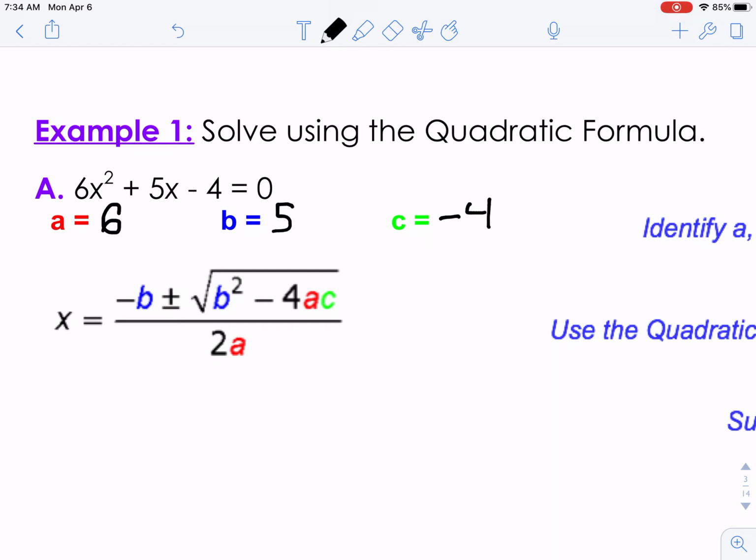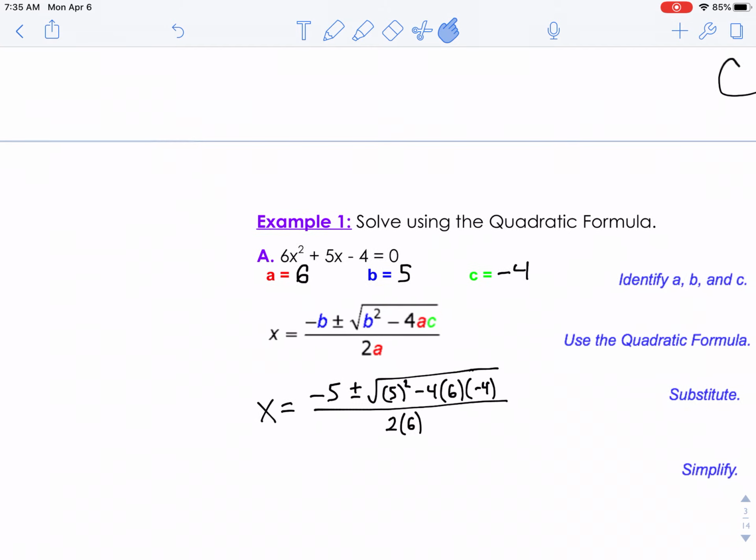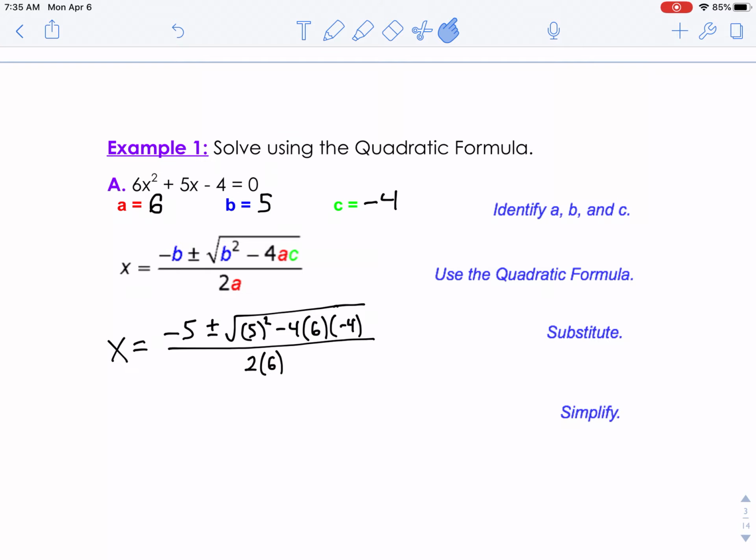Now we plug everything in. The negative of B. So x equals the negative of b. Well, b is 5, so the negative of that would be negative 5. Then you put this little plus minus symbol. Then you put a square root symbol. Make it long, because there's a lot to put underneath it. B squared, so 5 squared minus 4 times a, which is 6, times c, which is negative 4. The entire numerator divided by 2 times a. 2 times 6. And that's the setup. If you could at least set it up, you get half credit.